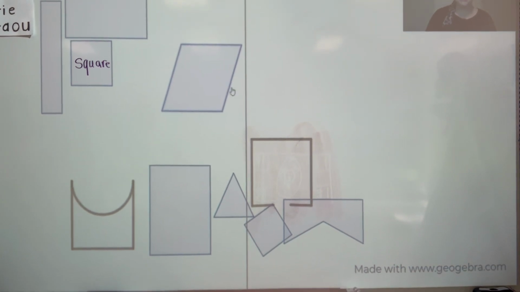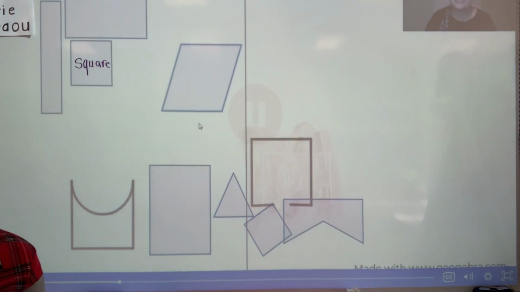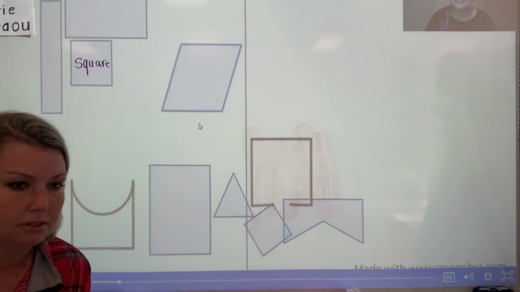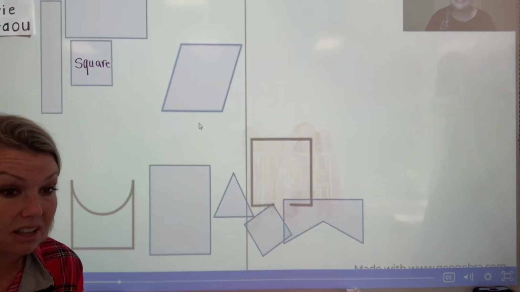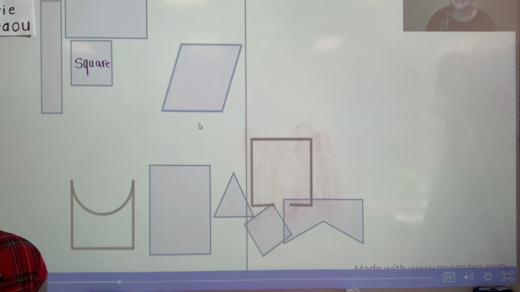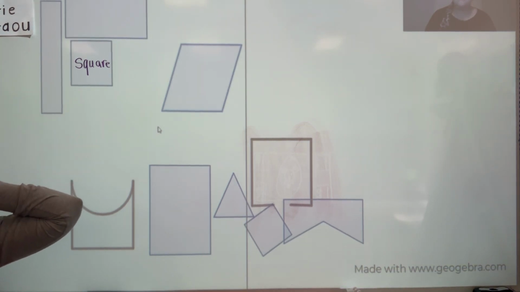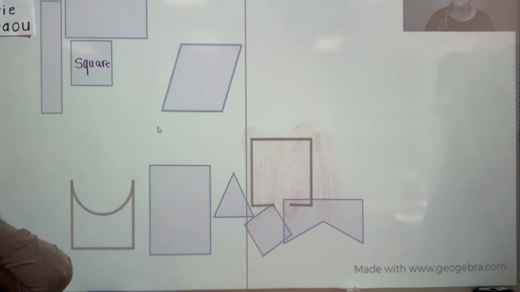Is this shape a rectangle? I see that it has four sides and four corners. Do you think it's a rectangle? Okay, thumbs up if you think it's a rectangle, thumbs down if you don't. Wow, I see a lot of different answers. Let's see what Miss Hawkins says. You don't think it's a rectangle? How come it's not a rectangle?